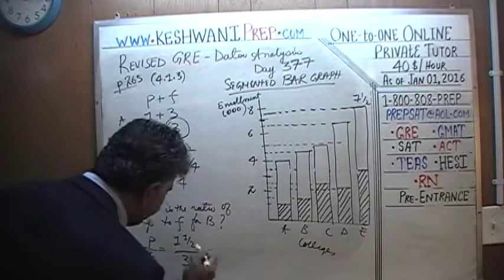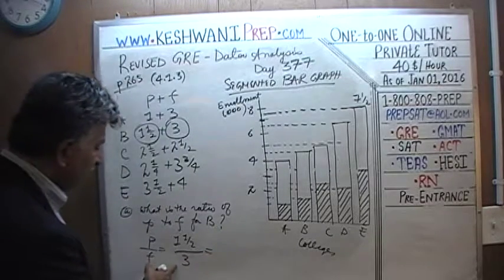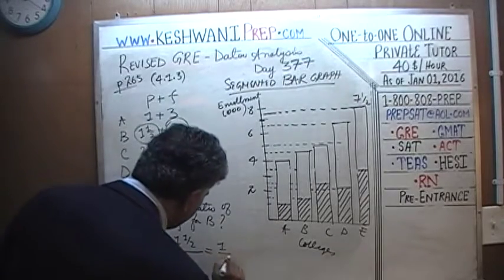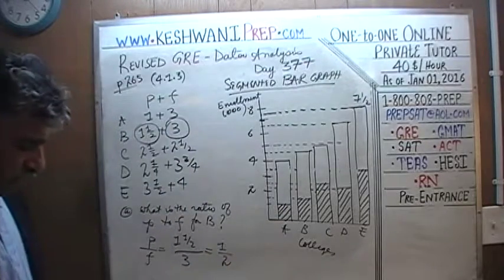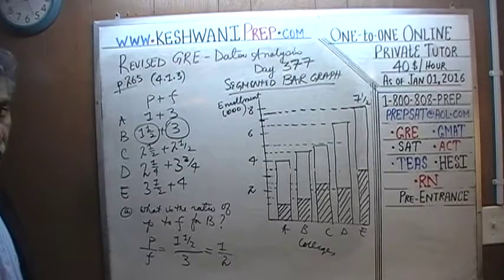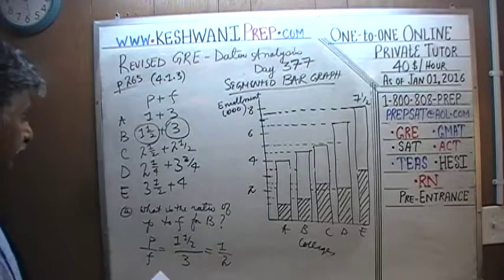And of course at that point it's very simple. 1 1/2 is exactly half of 3. Ratio is 1 to 2. It's not 1 1/2 to 4 1/2. Let's do question number 2.